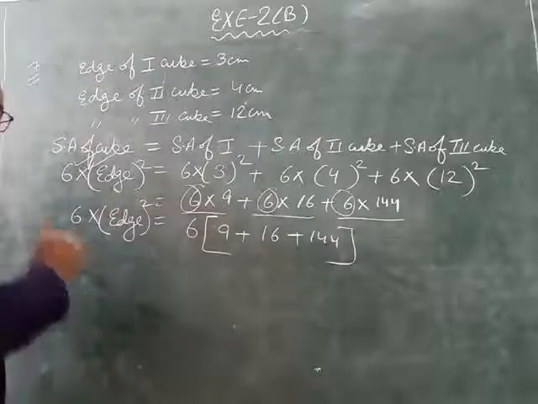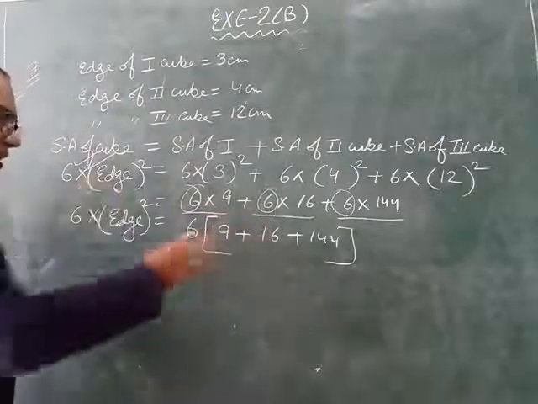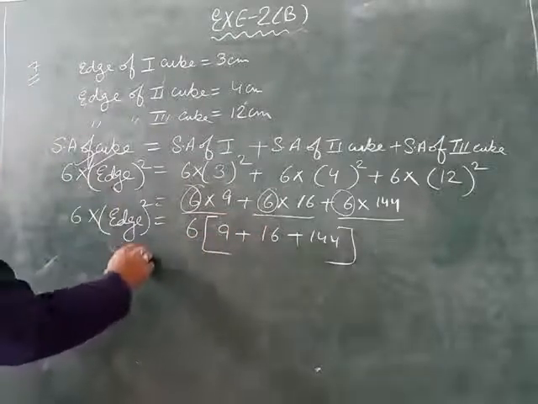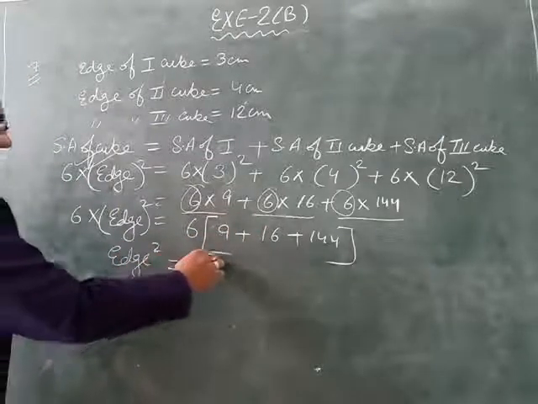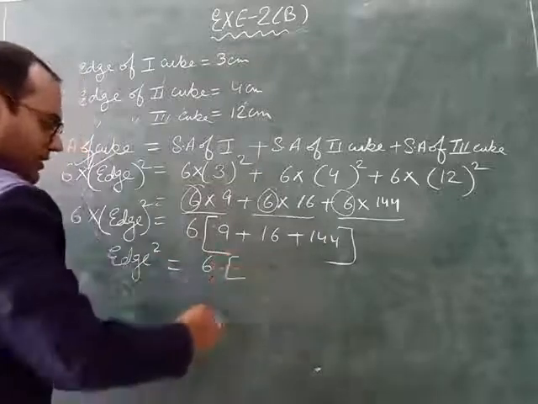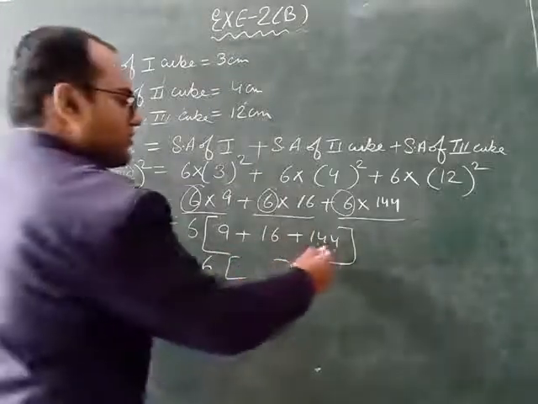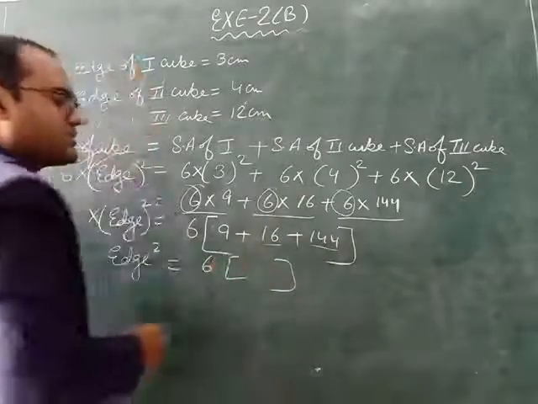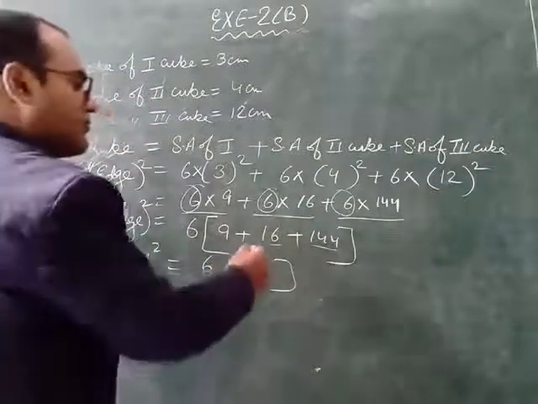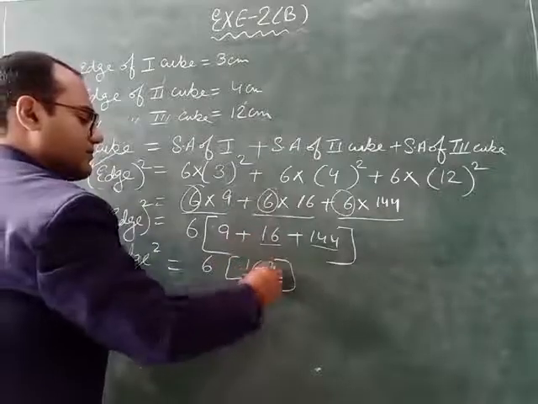Now this 6 is in multiply. On the right side this 6 will come in divide. So h square is equal to 6 bracket. On adding them we will get 144 plus 25, 169.